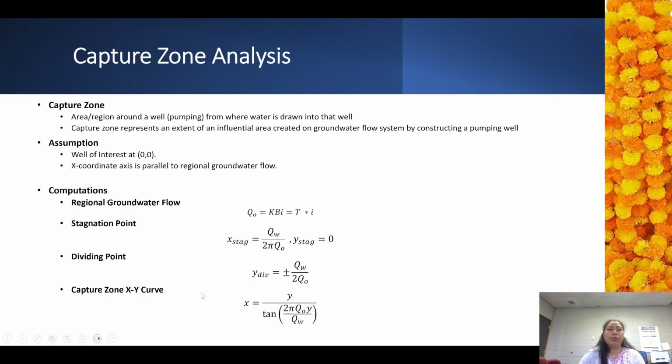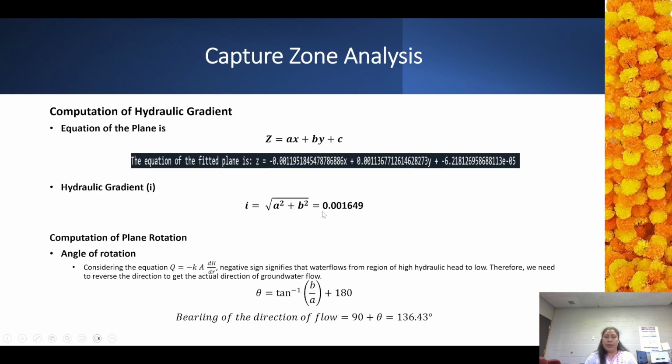So our first step for the capture zone analysis would be determining the natural gradient i. For determining the hydraulic gradient, what we did was we took the water elevation data from the GWDB website. We got all the wells in the vicinity of well A, and with the water elevation data, latitude and longitude, we fitted a linear regression model. Since it's a 3D model, we fitted z equals ax plus by plus c in Python, and then we got the values of constants a, b, and c. As the values are obtained with the linear regression, the hydraulic gradient can be calculated using the formula: the square root of a square plus b square.